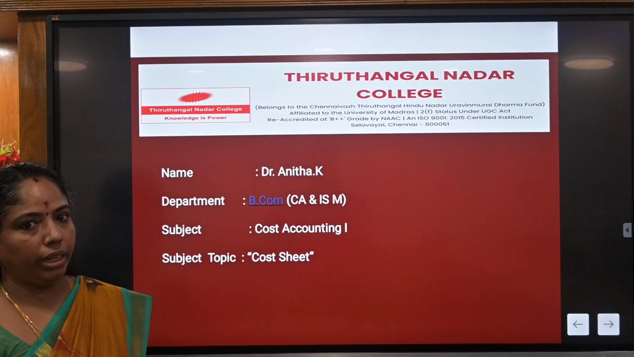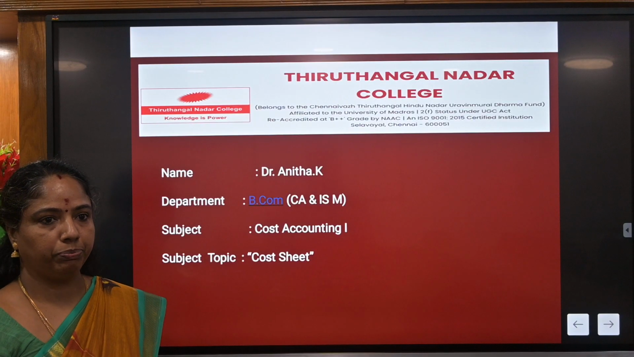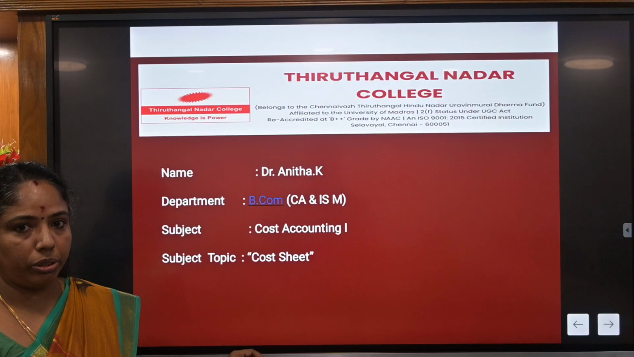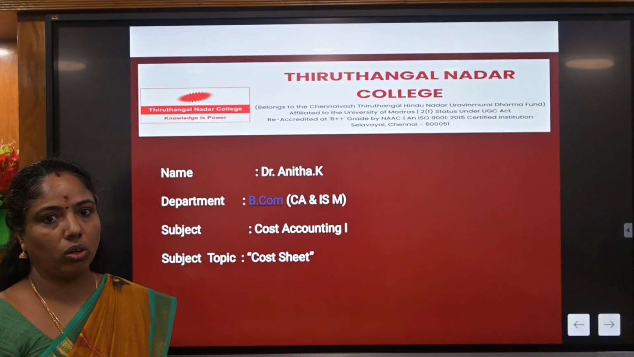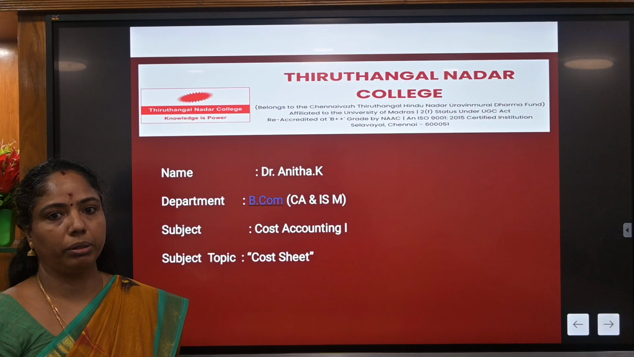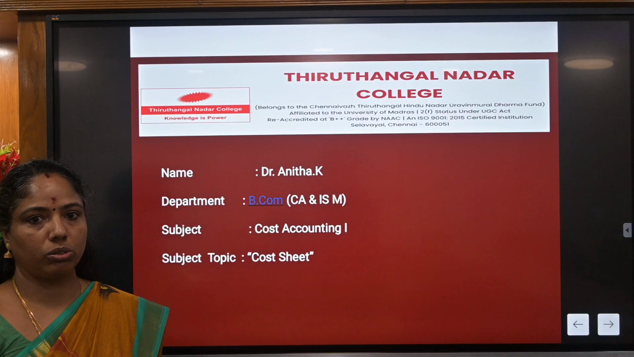Good day. Today I am going to take cost accounting. In that we are going to see cost sheet. Before going to the main topic, what is meant by cost? The amount spent for producing a particular product is called cost.